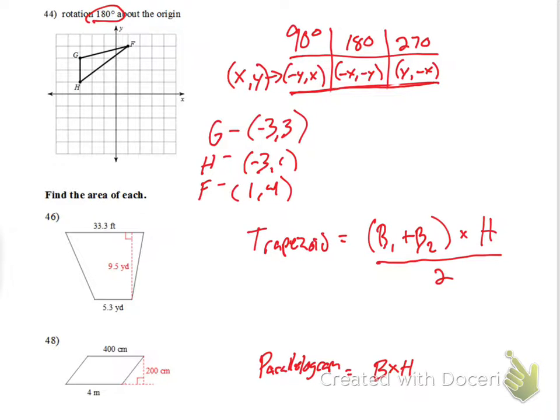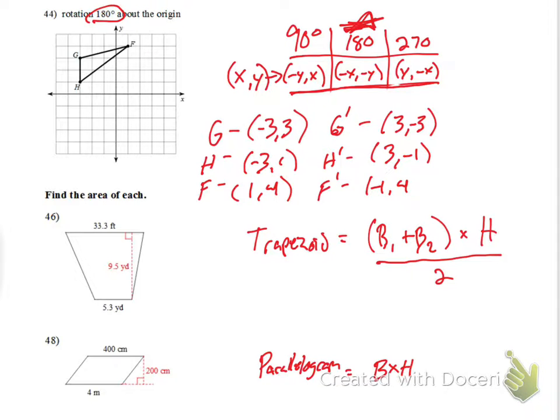So if I go to my 180 rule, which is right here, it says that I need to just flip x and y, or meaning flip the signs. So G prime, H prime, and F prime. So that's going to equal a positive 3 and then a negative 3. And then H is going to equal a positive 3 and then a negative 1. And then F is going to equal a negative 1 and then a negative 4. So all I'm doing is flipping the signs for all these. And then I plot these points. So I would have 3, negative 3.